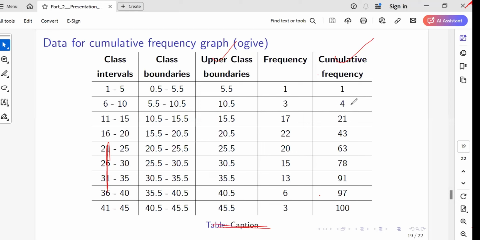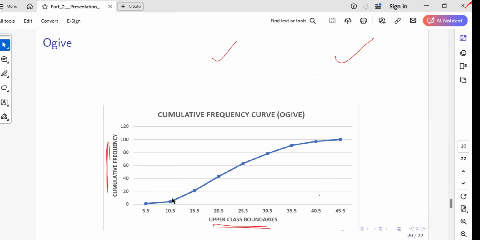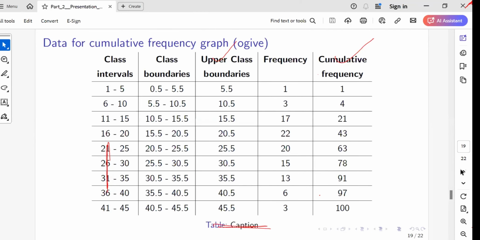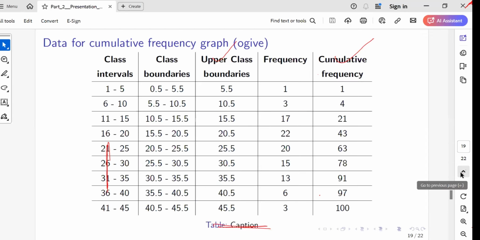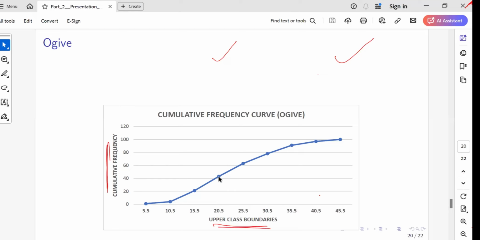So if you come back to the table, you have 10.5 and then retrace up to 4, okay? Now 15.5, its CF is 21. So you come back to the table, 15.5, you look for 21 against the CF, then you dot it. The next one is 20.5. Its CF is 43, so you look for 43 and then you dot it. Now you do it for all the remaining upper class boundaries, tracing to their frequencies. When you are done, you just connect the dots with straight lines, okay, like that.